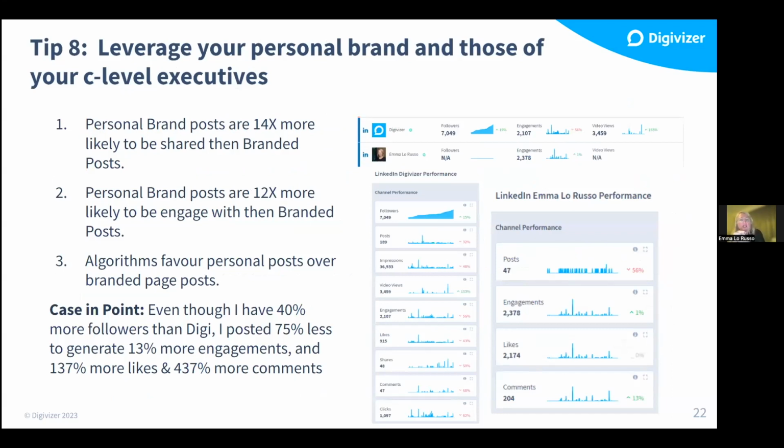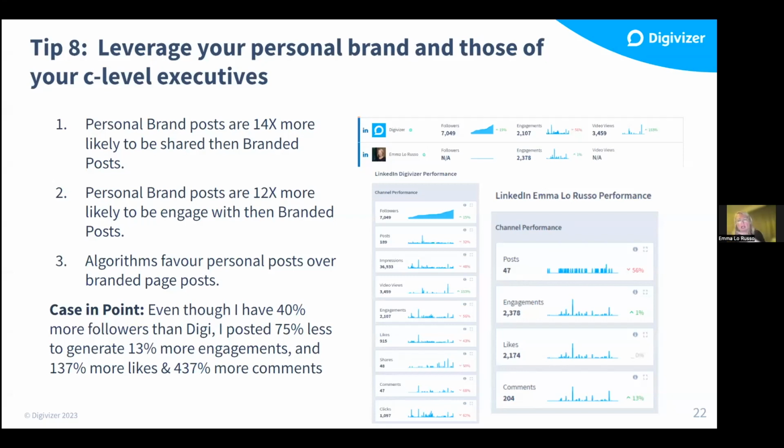So I'm just going to share this as a personal example. I have 40% more followers than Digivisor, but I posted 75% less than them to generate 13% more engagements and 137% more likes and 437% more comments.